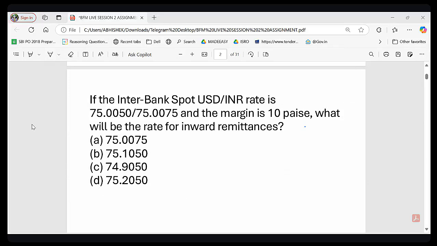What is given here, right? Let's start with the first part of the question. What is the interbank spot buying rate mentioned in the question? Drop your answer in the chat bot. I will give you 10 seconds. Can you tell me what is the interbank spot buying rate mentioned in the question? Please write it in the chat bot.